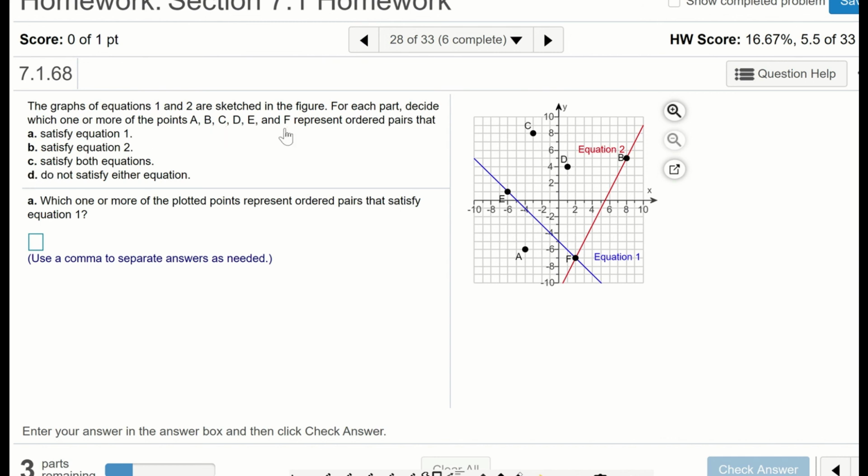Which of the points A, B, C, D, E, or F satisfy both equations? Well, to satisfy both equations, they would have to be on both graphs. That means they would have to be a point of intersection of those two lines, right? So that would only be F, right? So which ones do not satisfy either equation? Well, they would be the points that are not on either of the two lines, right? So that would be A, C, and D. All right.